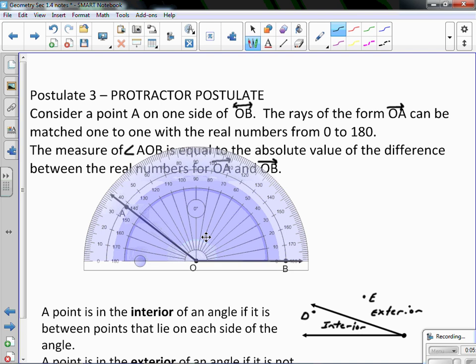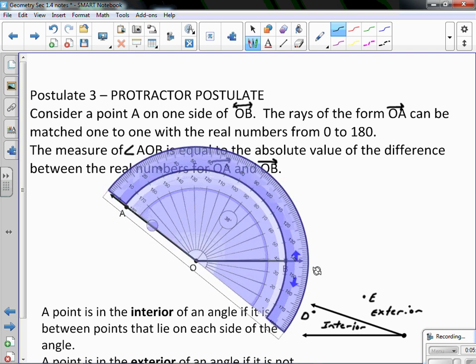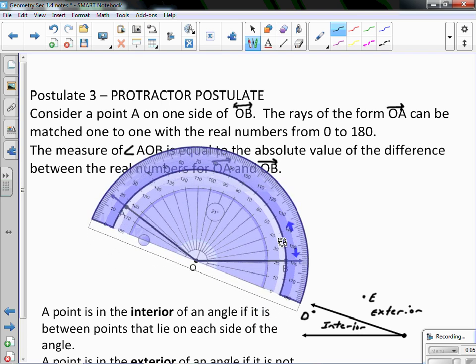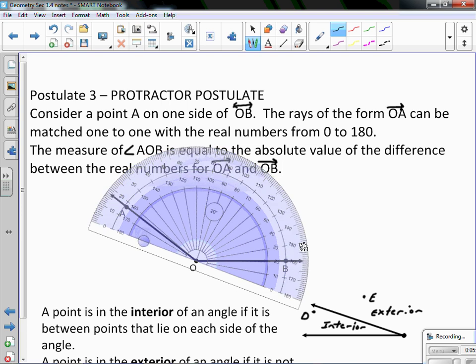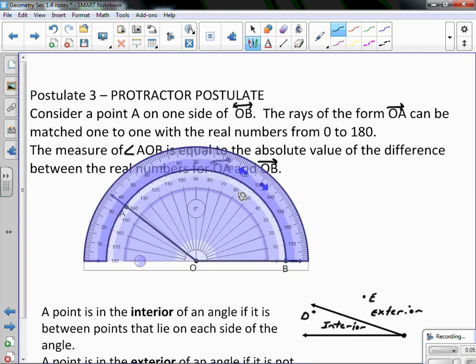So what it's saying is, if I have an angle, you got ray OB and you got ray OA, and using a protractor, each one of those arrows is going to hit a certain number on the protractor. Of course, if you're trying to measure an angle, the easiest thing to do is to set the arrow at 0 and then measure the exact distance around.